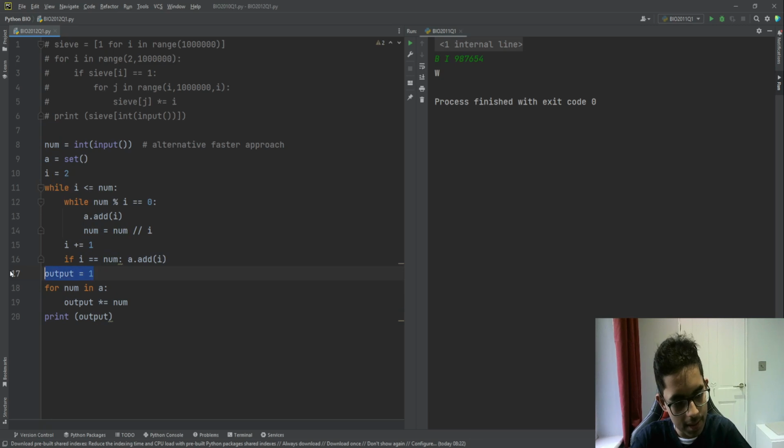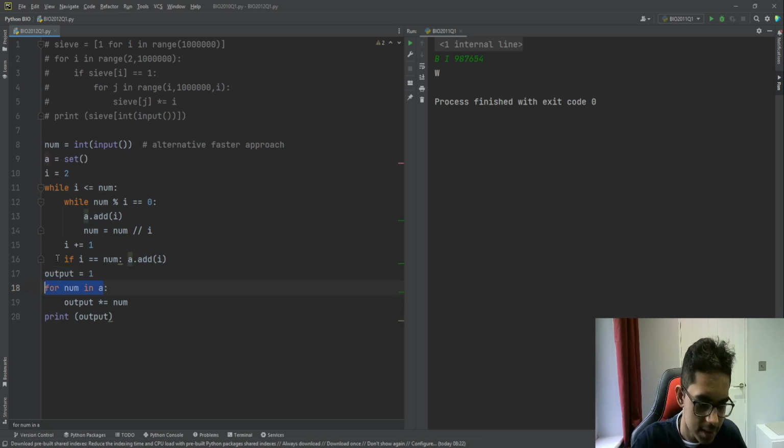And now this output is basically initialized to 1. And now for each number inside the set of prime factors, we multiply by output, and then we print the output, okay? So now if we were to print the set, it would be like 2, 5, or whatever. But now if we print the output, it'll be the multiplication of all the numbers inside the set.